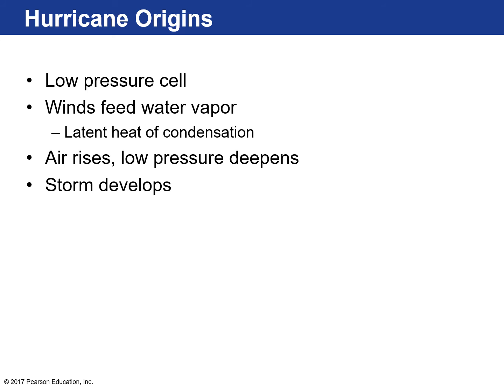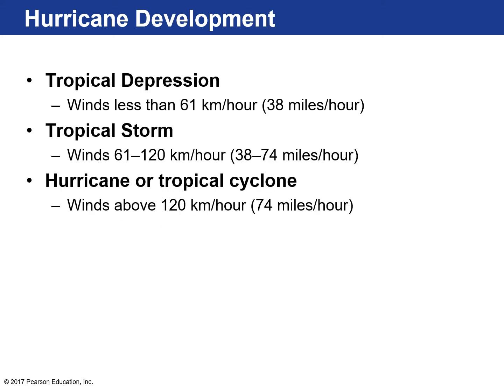And as that heat is released, it heats up the air around it, which causes more rising air and faster rising air, which brings in more water vapor. And that's how low pressure systems intensify eventually into hurricanes. So the pressure deepens, and then the storm develops.